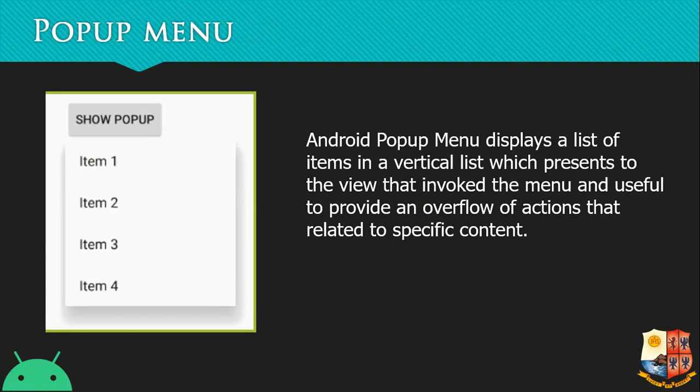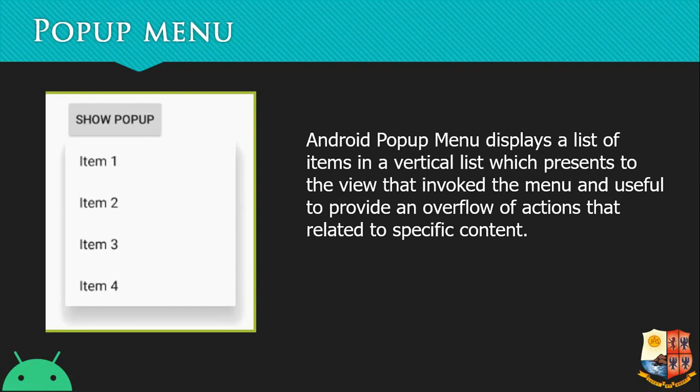The last one is a pop-up menu. Wherever you click, right there I'll show the menu, not on the action bar. Options menu as well as context menu, the remaining two, will come only on the top part. Majority of the time it comes on the top part of your activity, but the pop-up menu will come then and there, wherever you have clicked. It is a vertical list of items presented to the view that invokes the menu, and it is useful to provide an overflow of actions that are related to specific content. Remember, this is a pop-up menu.